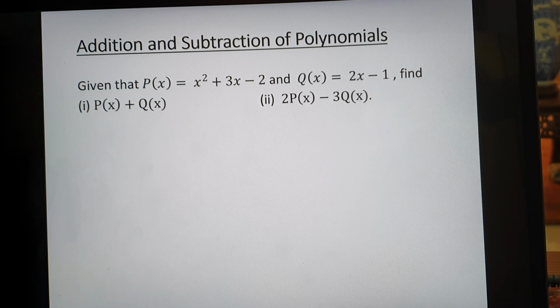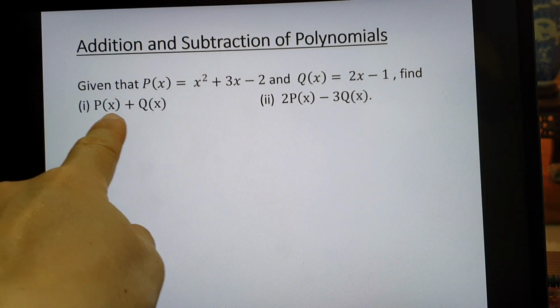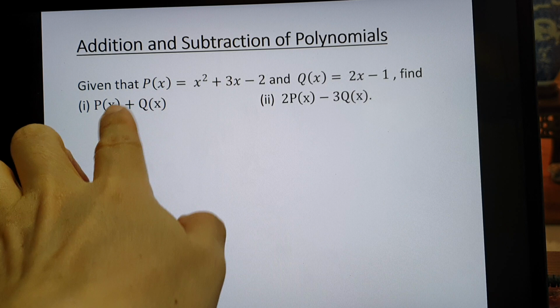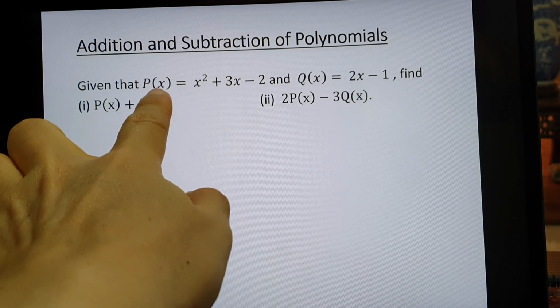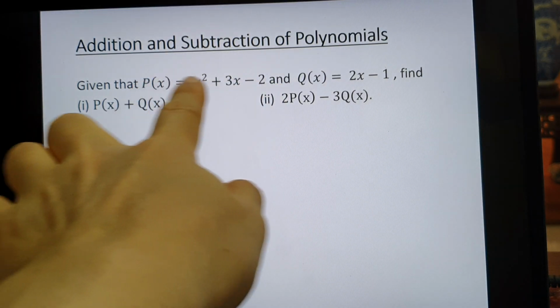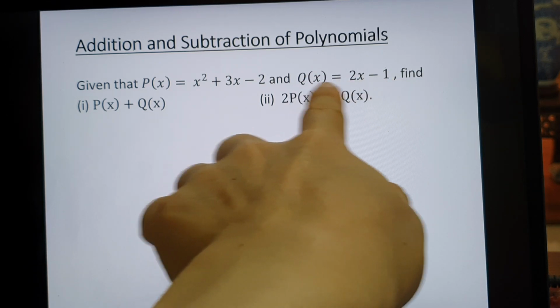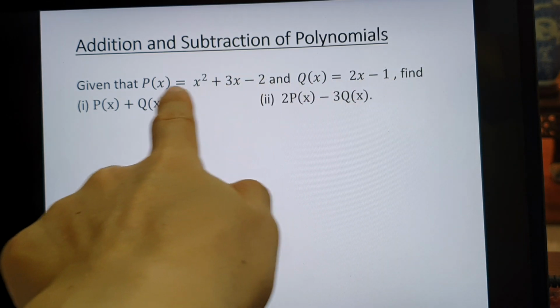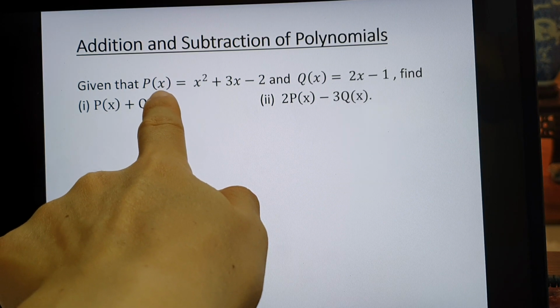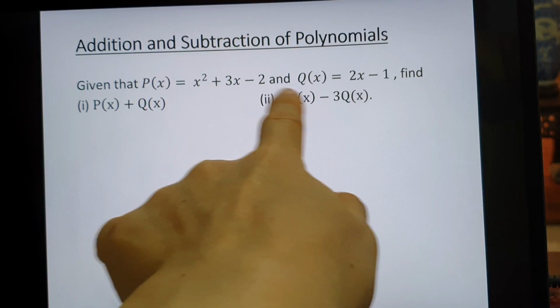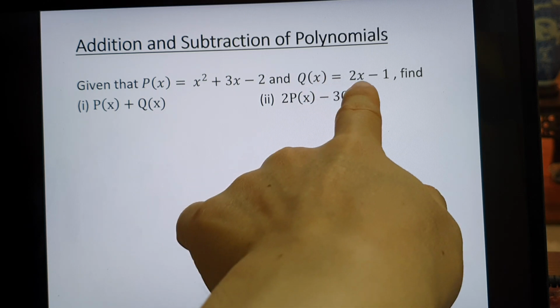Okay, let's try and see whether we can add or minus polynomials. Basically, this doesn't mean p times x. This doesn't mean q times x. It means a polynomial in x, and it's called p. This is a polynomial in x, and it's called q. I can change the letter here. I can change it to y, then all this will be y. I can change it to, let's say, w, then all this will be w.